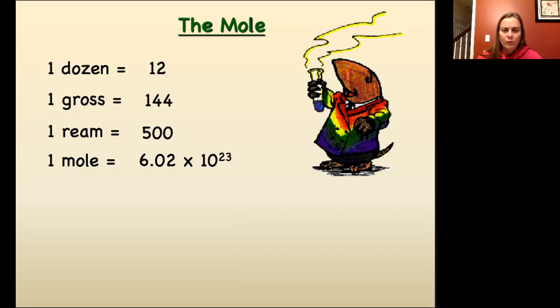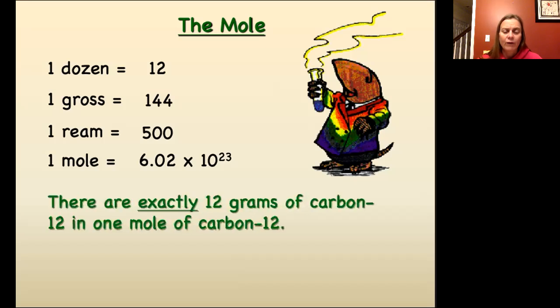This seems like a really weird number, but there's a reason for this number, just like there's a reason for a dozen and a gross and a ream. It is a convenient number. Now I know 6.022 times 10 to the 23rd doesn't feel convenient, but the special thing about that number is that if we have a mole of carbon-12, remember carbon-12 is that isotope of carbon that has an atomic mass of 12.